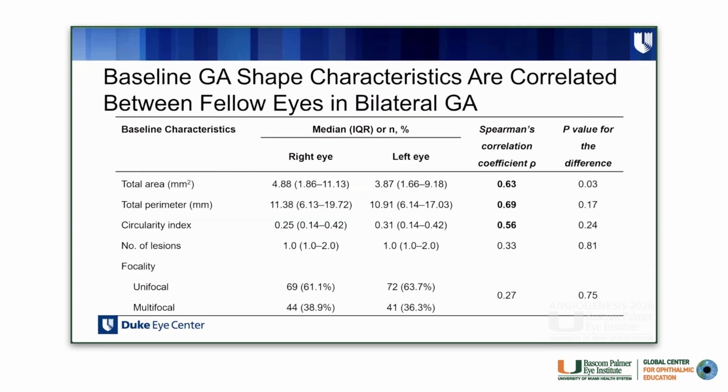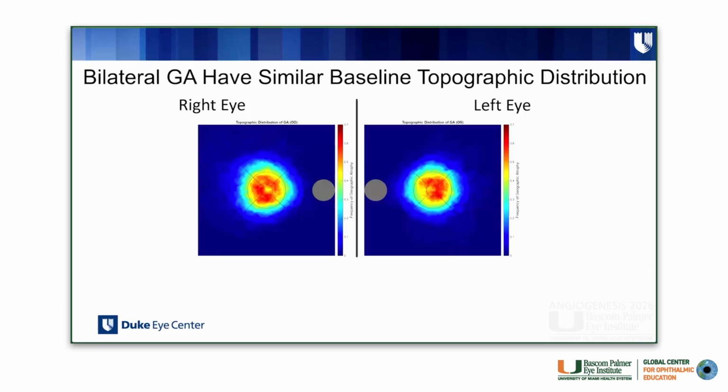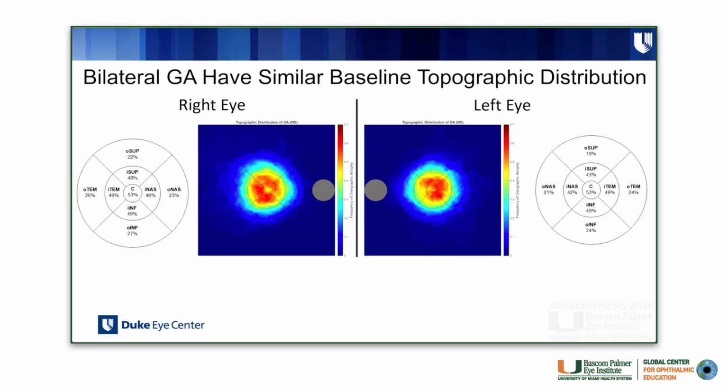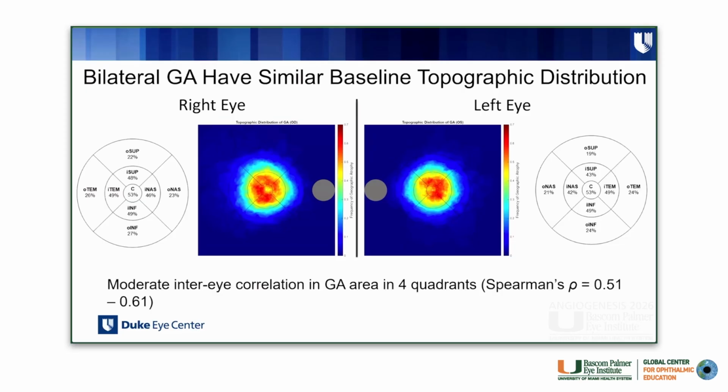We first performed an inter-eye correlation of baseline GA morphology characteristics. Fellow eyes demonstrated moderate correlations in total GA area, perimeter, and circularity index. Next, to evaluate topographic concordance, we generated heat maps displaying the frequency of GA lesions in the macula. Here, red represents areas of high frequency. The heat map illustrates a remarkably similar spatial distribution between the fellow eyes. We also calculated the GA area in each ETDRS subfield shown on the side panels. We found a moderate inter-eye correlation in GA area in 4 quadrants.